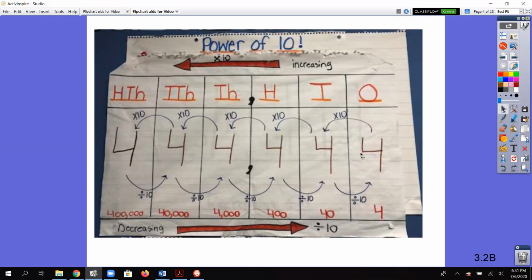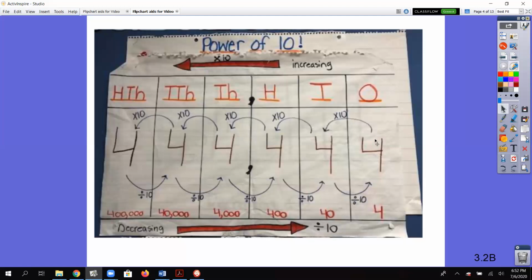And the place value is the ones, the tens, the hundreds, thousands, 10,000, 100,000. These are called place values. But the value of these are right here in the bottom. 4, 40, 400, 4,000, 40,000, and 400,000. Those are actually called the values. So if you're looking at here it says increasing by times 10, going to the left. As you go to the right on the place value chart, the numbers are actually decreasing, which would be the opposite. You would divide by 10.